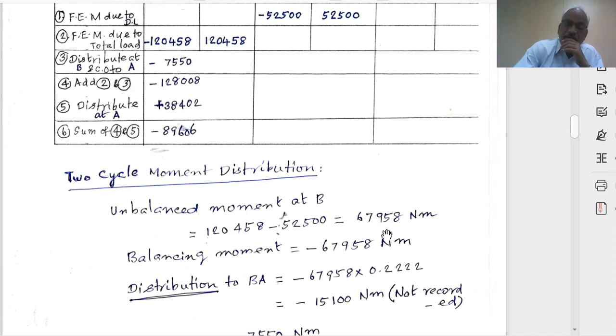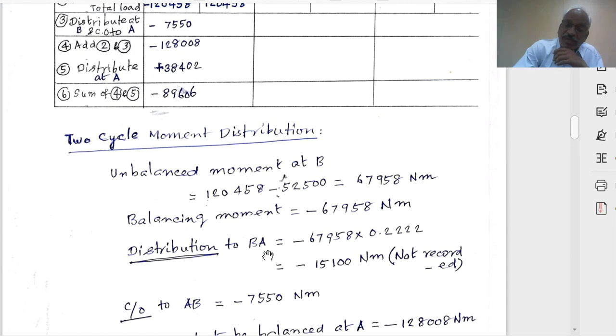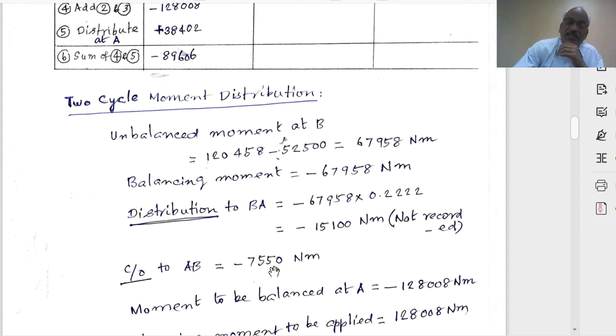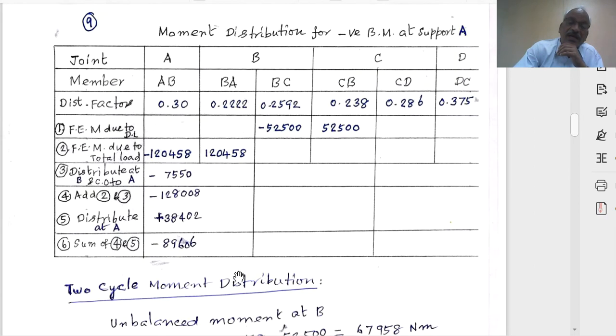So, balancing B: unbalanced moment, then balancing moment. This is the unbalanced moment. This is the balancing moment. This is the balancing moment to member BA that is not recorded. So, from BA to AB there is a carryover. That carryover is this value by 2. That is what is recorded here, minus 7550. Then add 2 and 3. Add these two values. Right. Now, these two values.